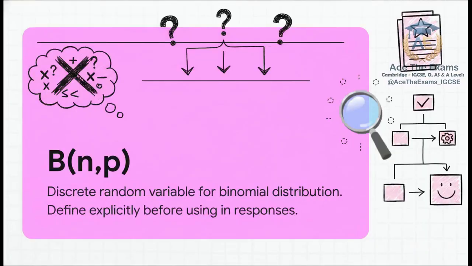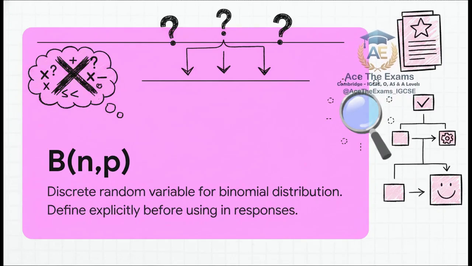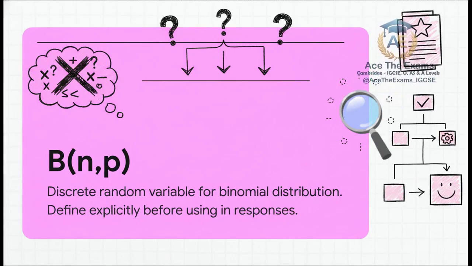Okay, let's dive into this. You simply cannot build a strong mathematical argument without a rock-solid foundation. The Cambridge Assessment Framework totally prioritizes analytical depth over superficial breadth. So, we start with our foundational notation, B(n,p). This represents a discrete random variable following a binomial distribution. Now, n is the number of trials, and p is the probability of success.